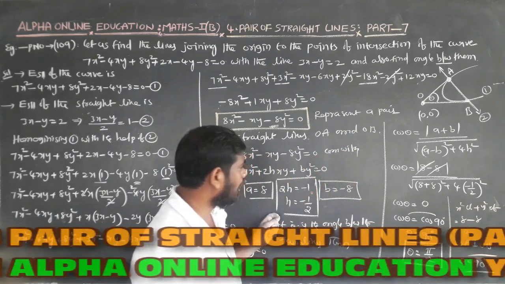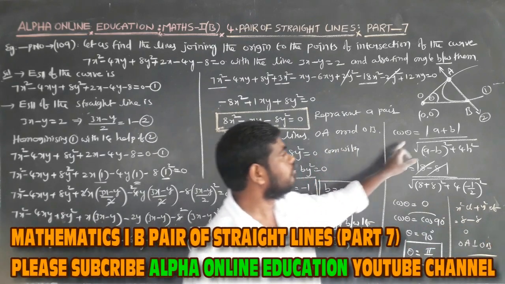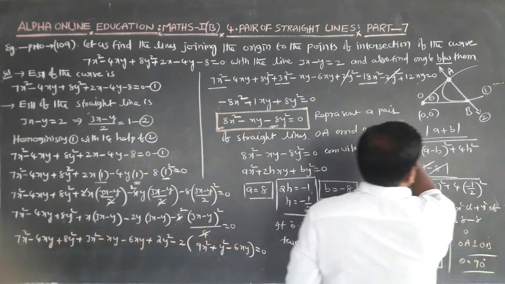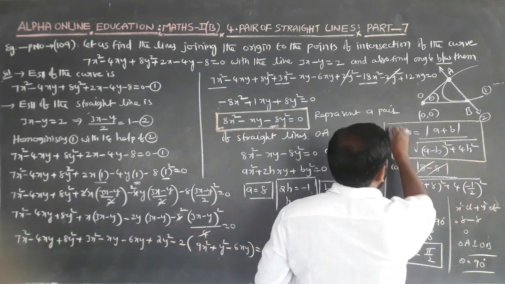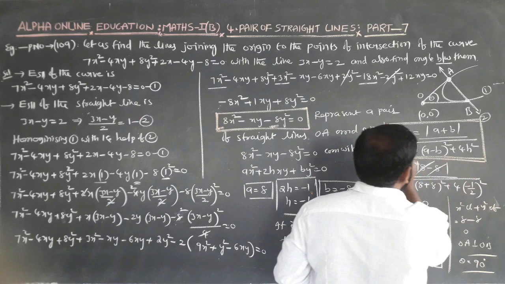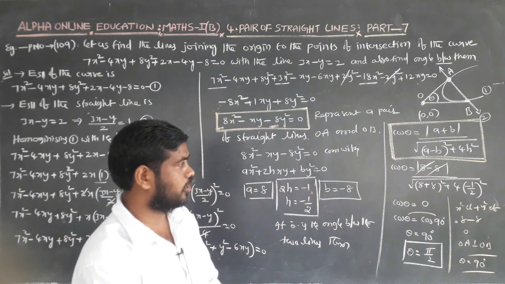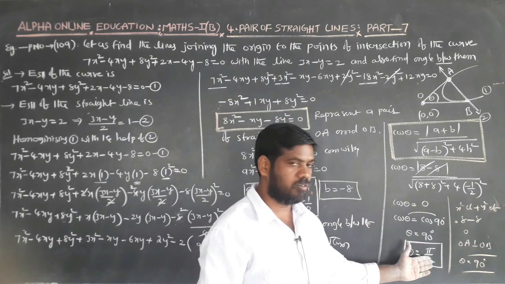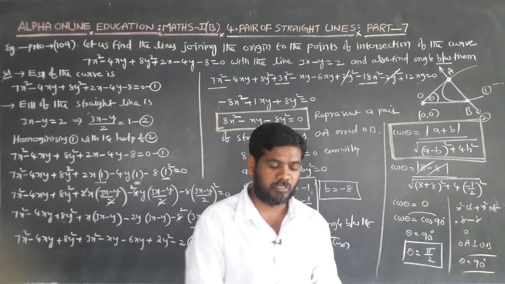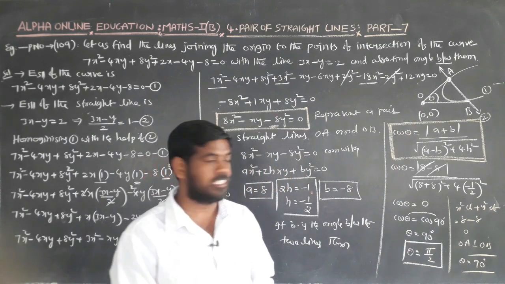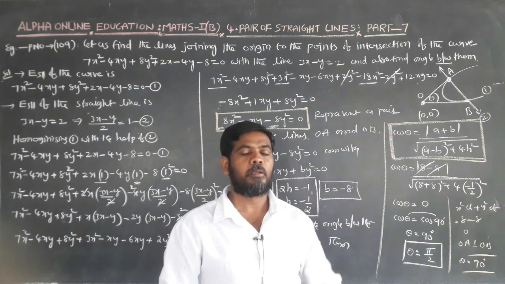Here we find the angle between the two lines by using the formula cos θ = |a + b| / √((a − b)² + 4h²). Here θ is 90°. The angle between the two lines is 90 degrees. This is also a very important problem.